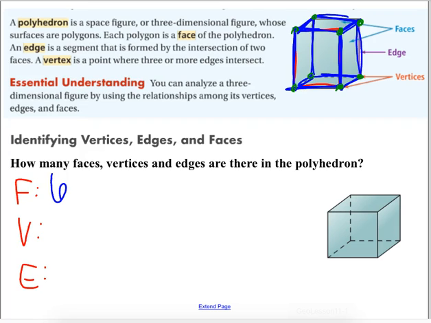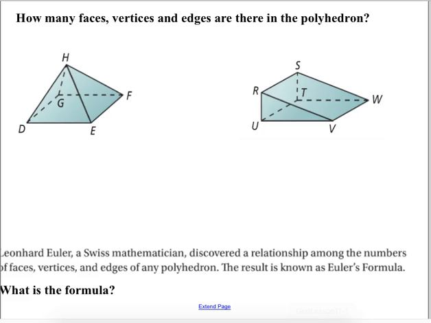How many vertices? We'll just count your corners. I have 1, 2, 3, 4 on top, 5, 6, 7, 8 total. And then your edges. How many edges are there? 1, 2, 3, 4, 5, 6, 7, 8, 9, 10, 11, 12. So pretty straightforward, but it can still get confusing if you don't look at it carefully. And again, we're just practicing with different shapes.